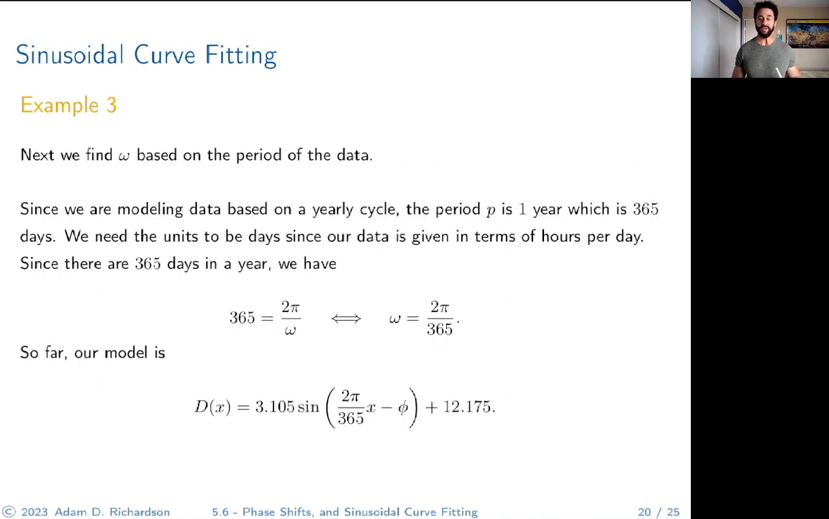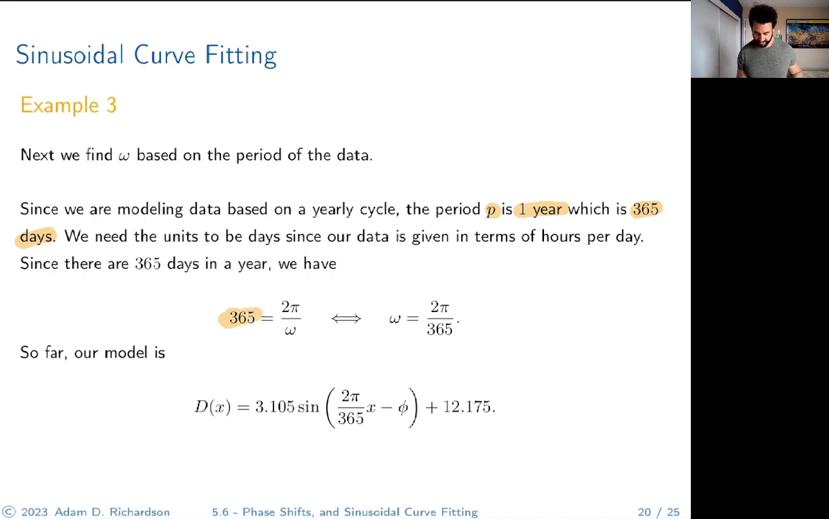Next, we're going to find omega. Remember, omega is based on the period of the data, so we need to know what the period is before we can find omega. Now, we're modeling data that's based on a yearly cycle, so naturally the period is 1 year. But because all of our data is in terms of days and hours, we're going to convert the period to be in terms of days. So 1 year is about 365 days, and we're going to say that's the period of our function, 365 days.